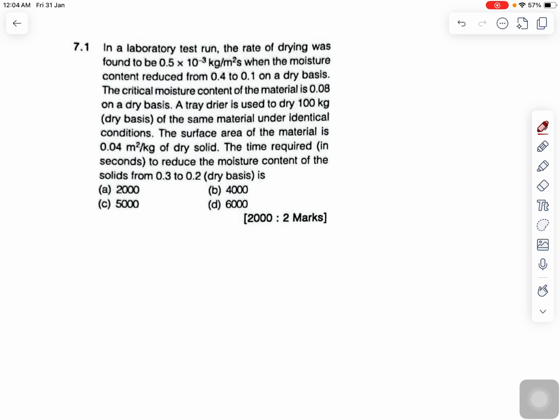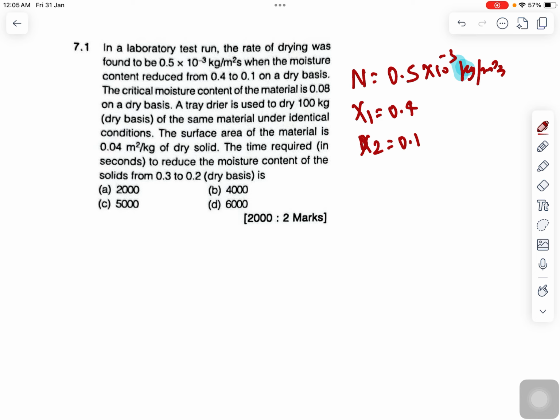So here you can see, in laboratory runs, this question has been asked in GATE 2000 having 2 marks. The question says that in a laboratory run, the rate of drying was found to be 0.5 into 10 to the minus 3 kg per meter square second when the moisture content reduced from, let's say, moisture content X1 initially 0.4, to a second moisture content reduced to 0.1 on dry basis.